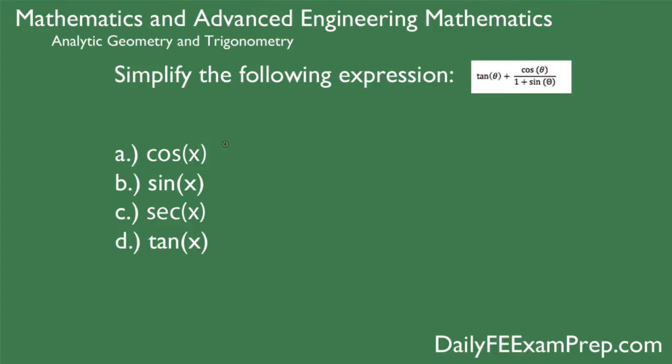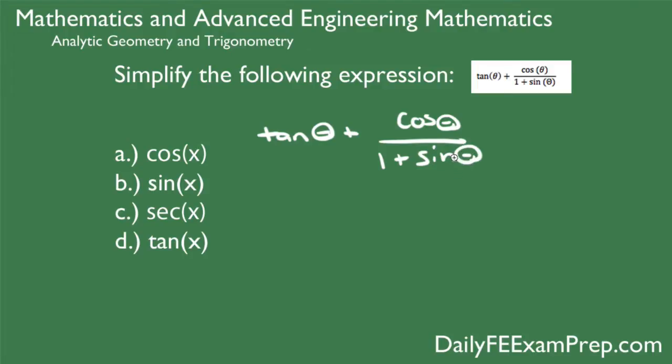So let's hop right to it. The first thing I like to do when I'm looking at one of these trigonometric identity problems is get the entire thing in terms of sine or cosine if possible. Let's write this out: we have tangent theta plus cosine theta over 1 plus sine theta.